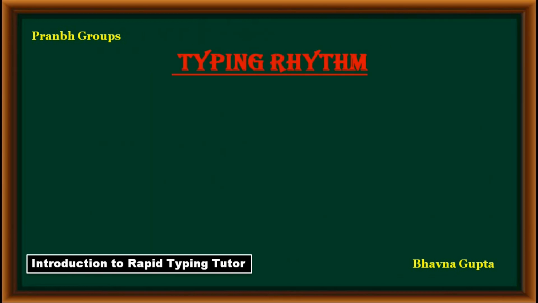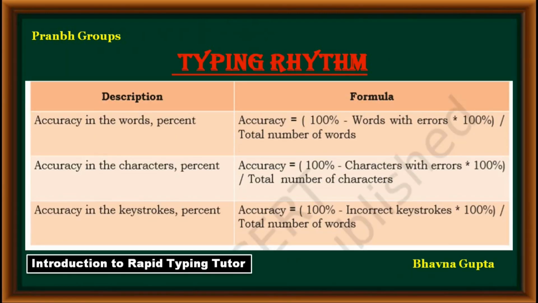The next topic is typing rhythm. In the touch typing technique, the typing rhythm is very important. Typing rhythm means the keystrokes should come at equal intervals. To control a constant typing speed, the slow down indicator is used.